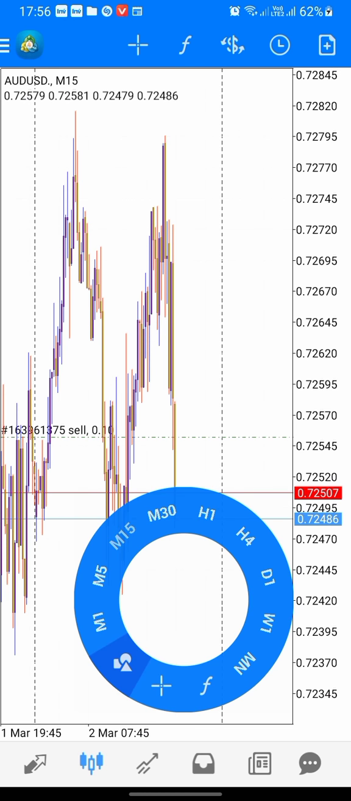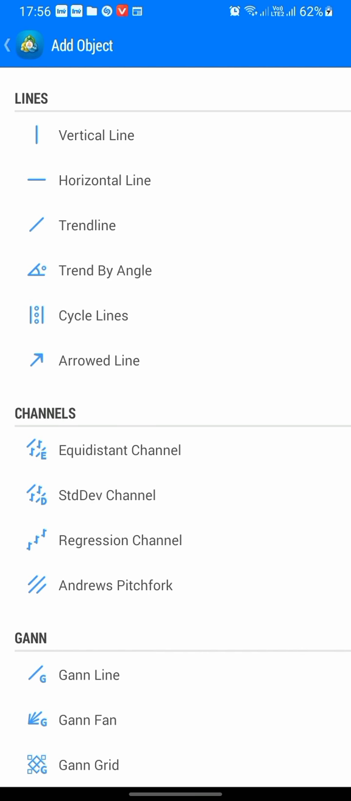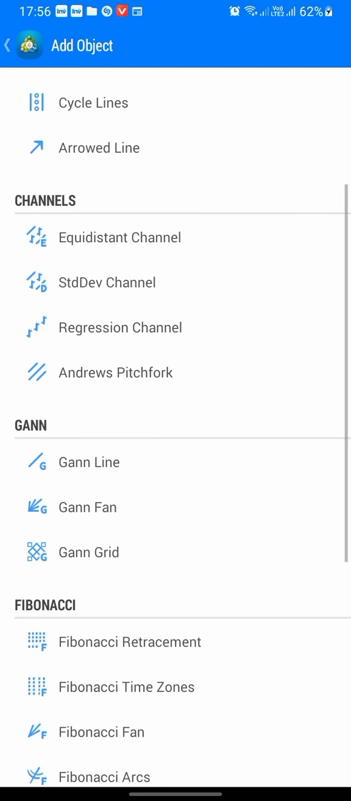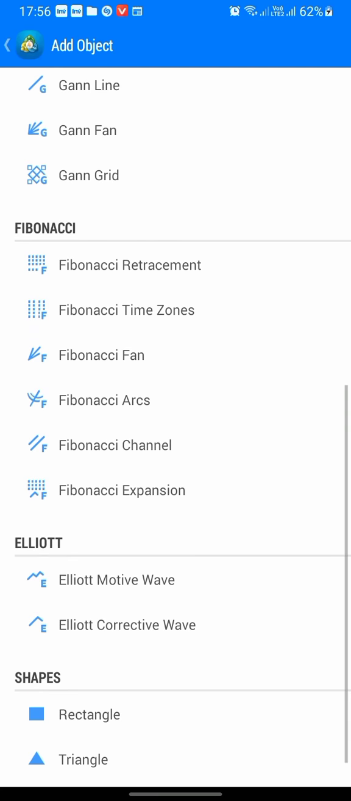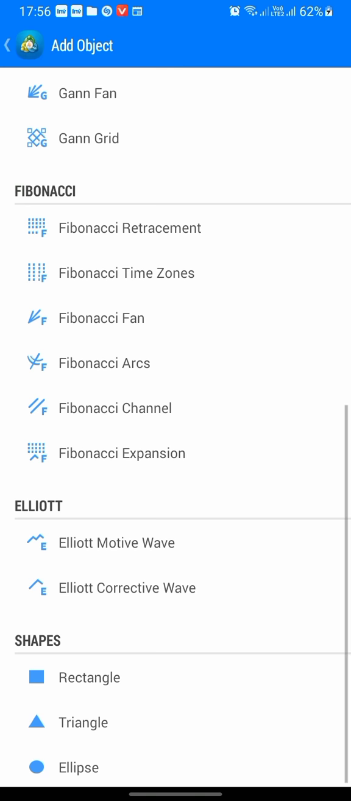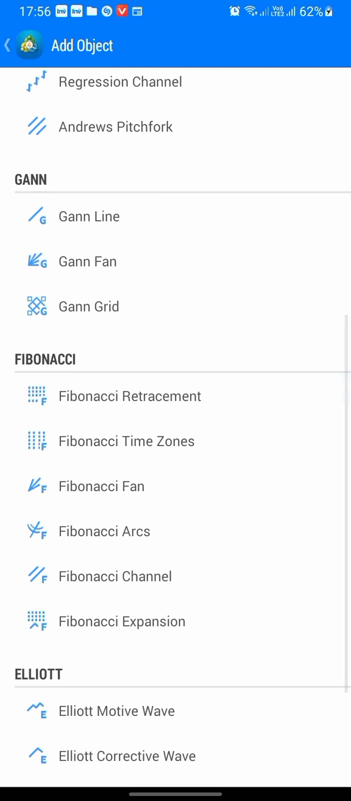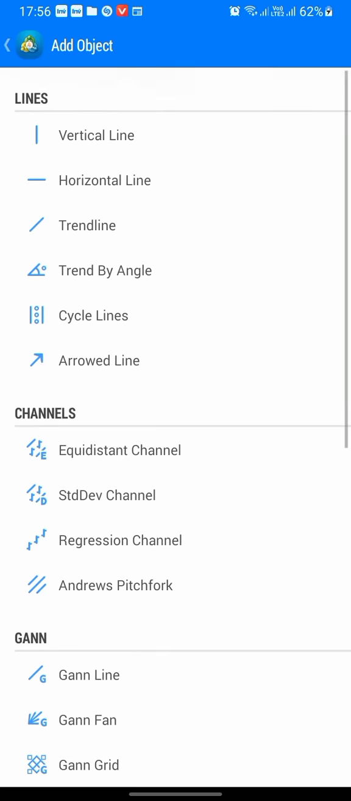There's your objects. I didn't show you the objects, so the objects are there. There's a trend line, or the lines that you are going to use to try and outline the next move of the market, or predict, should I say. There are channels, Gann, Fibonacci, Elliott, and shapes. Mostly, if my mentorship goes well, people will be using shapes and horizontal lines, vertical lines, and trend lines. And also one more thing, the Fibonacci retracement only.